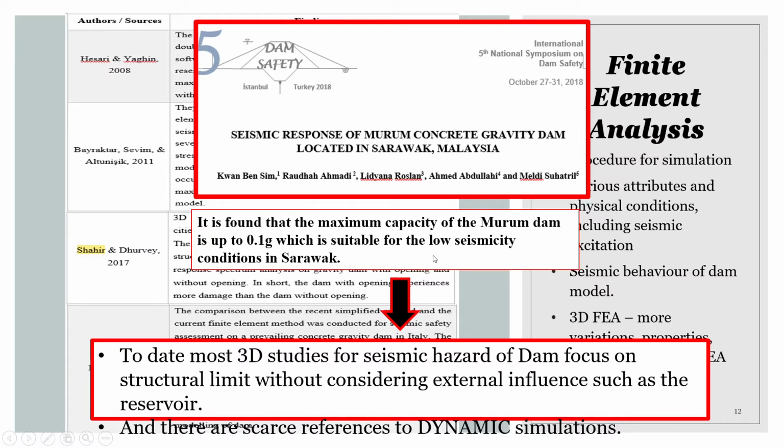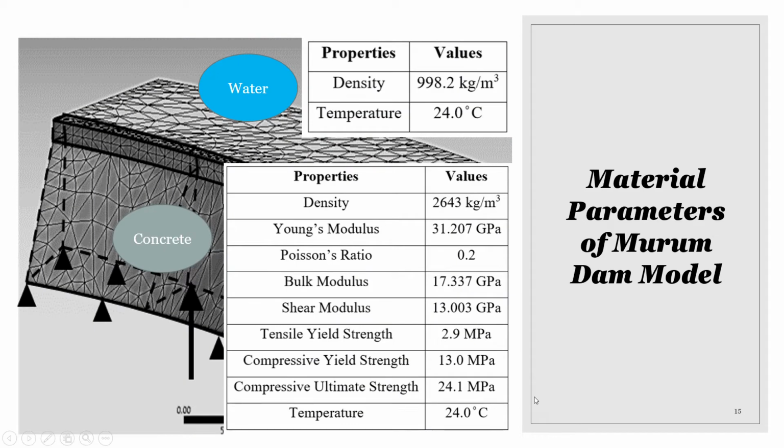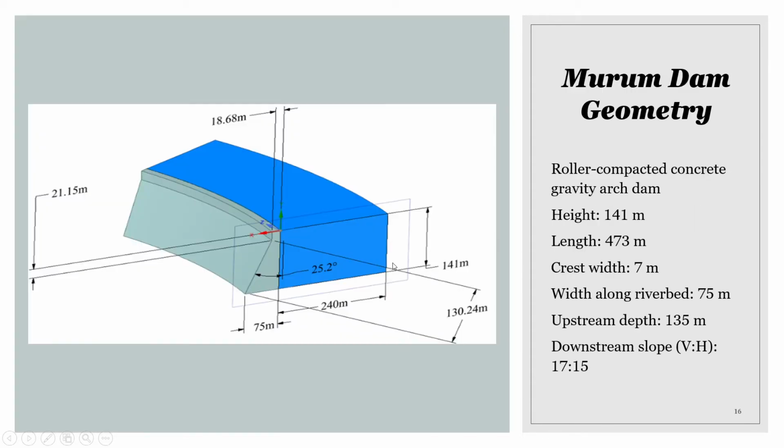And most of the 3D seismic studies on dams focus on structural limits without considering external influences such as the reservoir. In the methodology, first, this is a flowchart for finite element modeling, which starts from geometry modeling based on the data collected until inserting the boundary, initial and loading conditions and starting the simulation. This is the material parameters of the Murum Dam model, including the water in the reservoir and the concrete of the dam, and this is the geometry of Murum Dam.